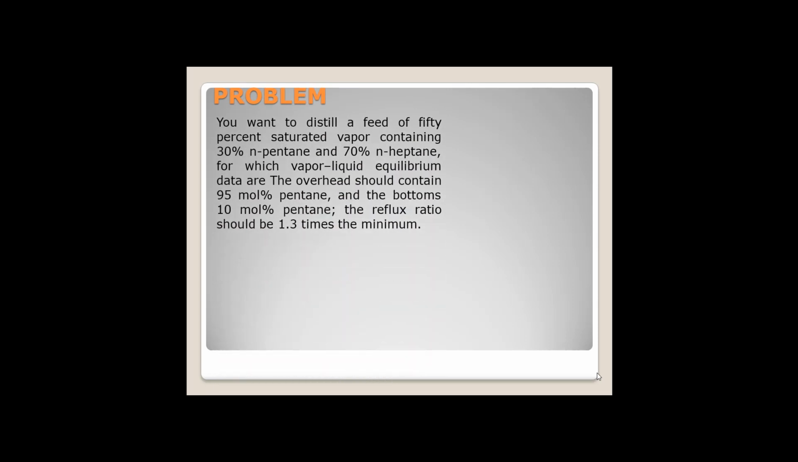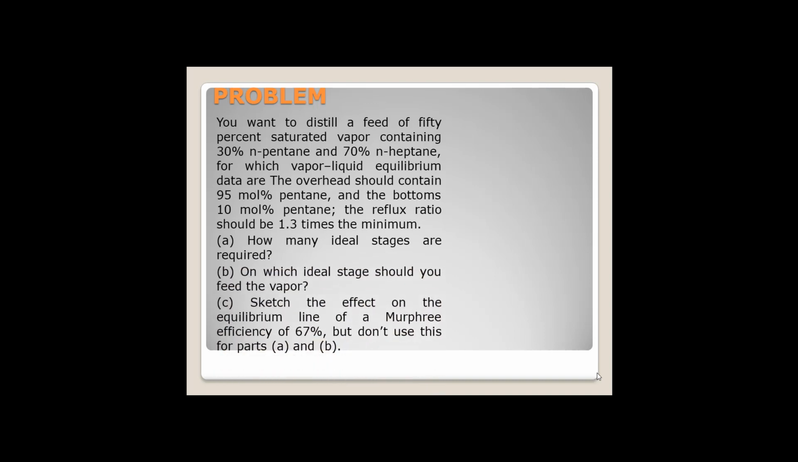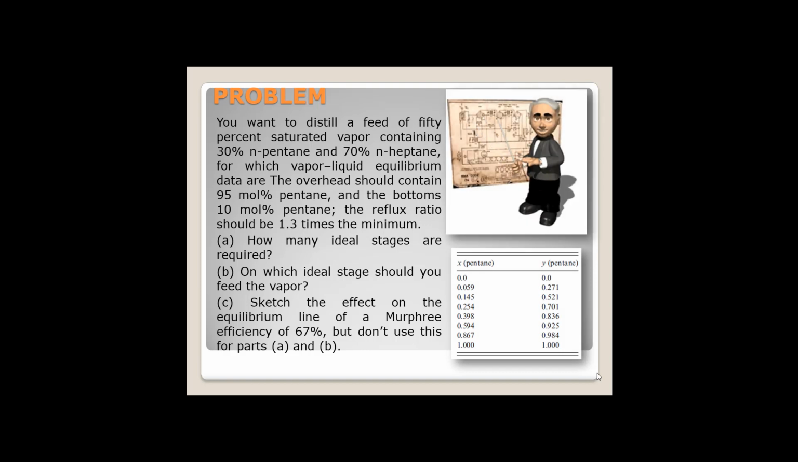The problem is, you want to distill a feed of 50% saturated vapor containing 30% n-pentane and 70% n-heptane, for which vapor-liquid equilibrium data are given. The overhead should contain 95 mole percent pentane and the bottoms 10 mole percent pentane. The reflux ratio should be 1.3 times the minimum.